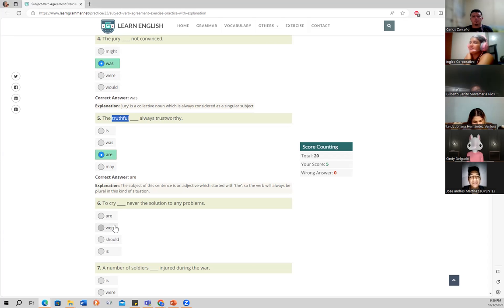This is tricky because if we take an exam with this kind of grammatical points, we can think that it is singular, right? I understand. Yes, about all adjectives are plural, it depends on the context. Because in this case, before truthful, I am using the article the. Because it started with the. Okay. Number six.